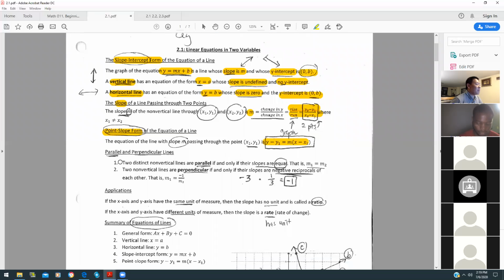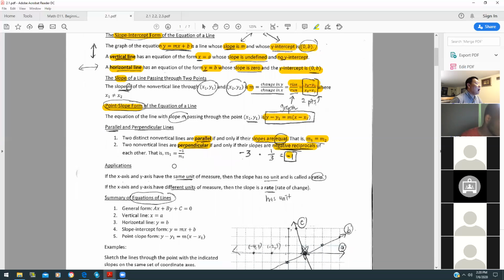We have 2 types of lines: parallel and perpendicular lines. If you have parallel lines, the slopes have to be the same. If 2 lines are parallel to each other, they have to have the same slope. If 2 lines are perpendicular to each other, then the slopes have to be negative reciprocals. Negative reciprocal means your sign changes. For example, you have -3. The negative reciprocal of -3 is 1/3, because negative becomes positive. Reciprocal means you flip, so 3 becomes 1/3. And when you multiply these 2, you always get -1. If you don't get -1, these 2 slopes are not perpendicular to each other.